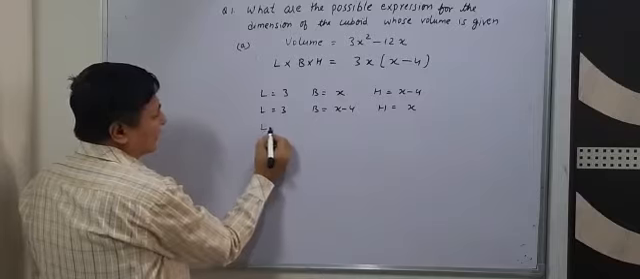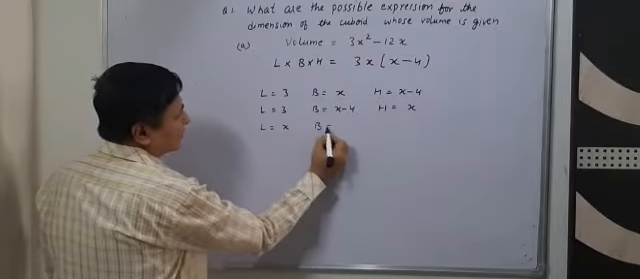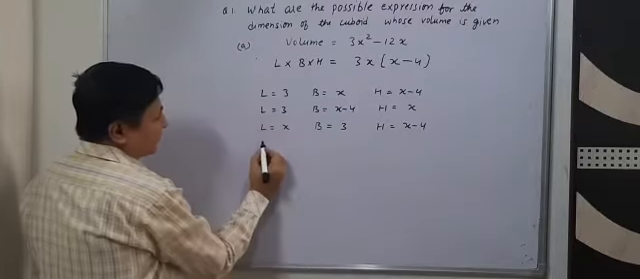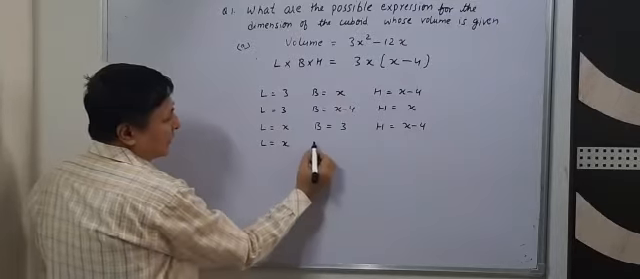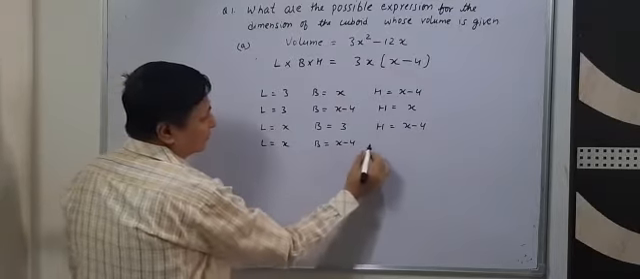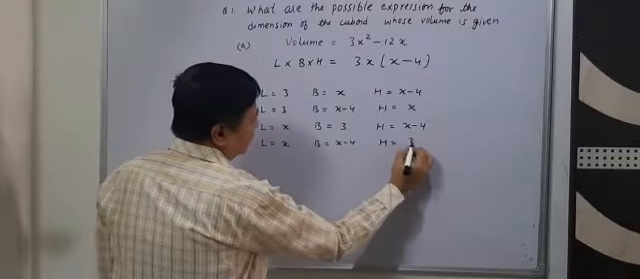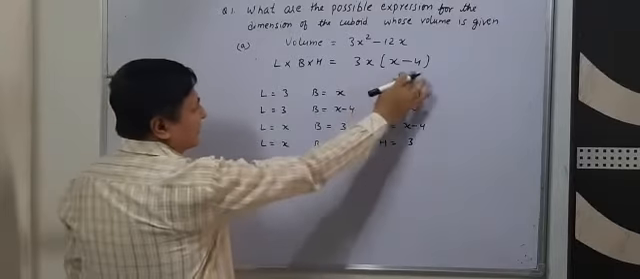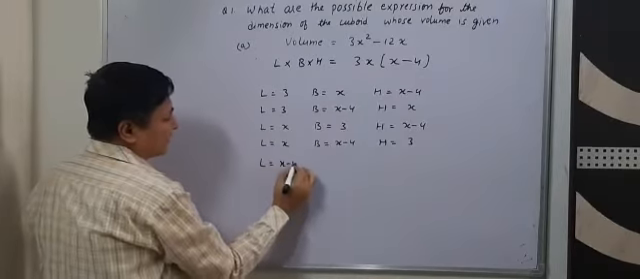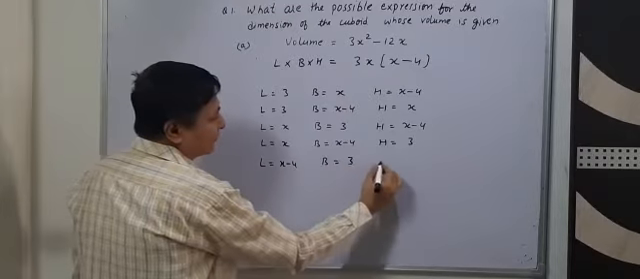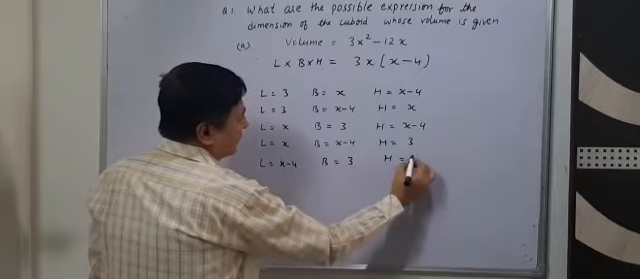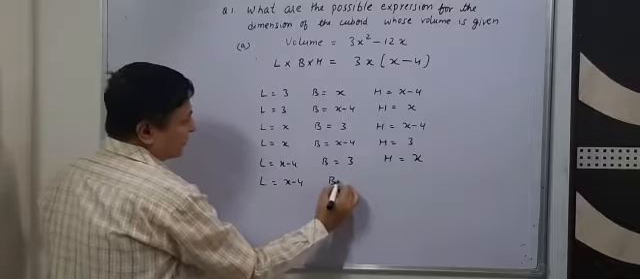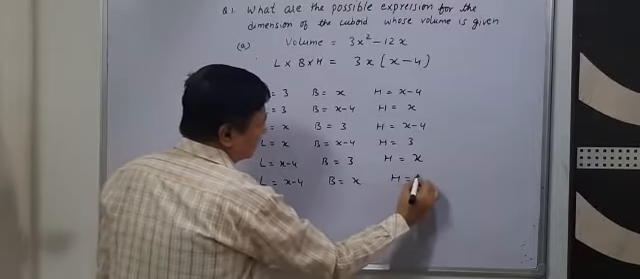Similarly, we can take L equals x, breadth equals 3 and height equals x minus 4. And let us take one more expression: L equals x, breadth is x minus 4 and height is 3. This is the fourth expression. Now if we want to take x minus 4 as length, then breadth will be 3 and the height will be x. And if we take another one, L equals x minus 4, breadth equals x and height equals 3.